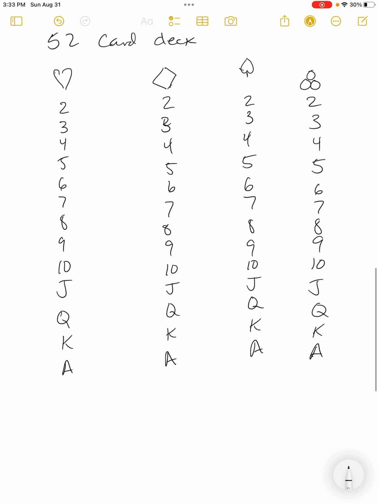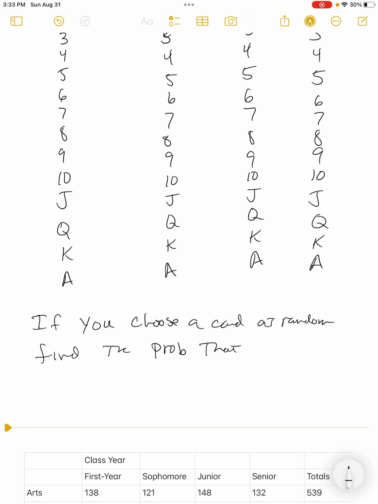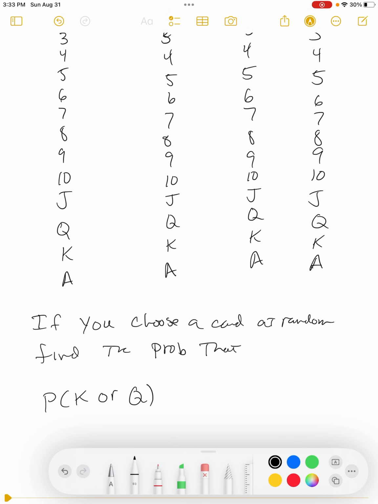And they're going to ask a question like this. If you choose a card at random, so it's still just one choice, find the probability that, and they're just going to ask you questions. Hey, find the probability that it is a king or a queen. Awesome. This time I'll use a highlighter.